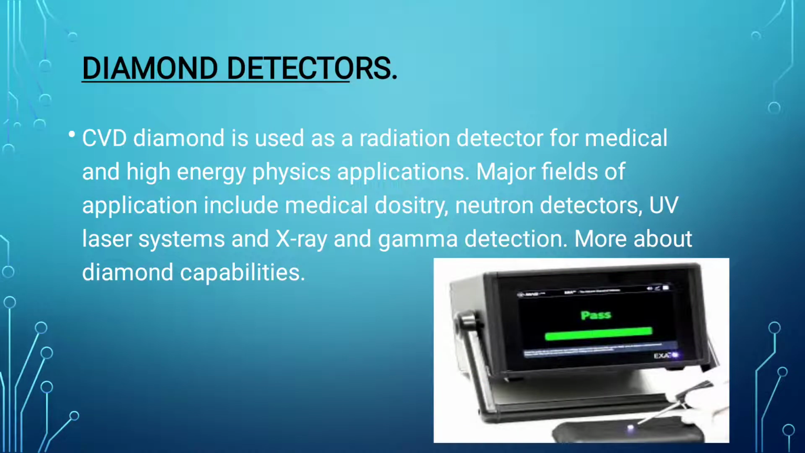Diamond detectors. CVD diamond is used as a radiation detector for medical and high energy physics applications. Major fields of application include medical dosimetry, neutron detectors, UV laser systems, and X-ray and gamma detection. More about diamond capabilities.